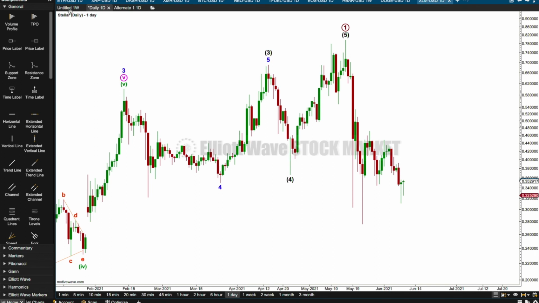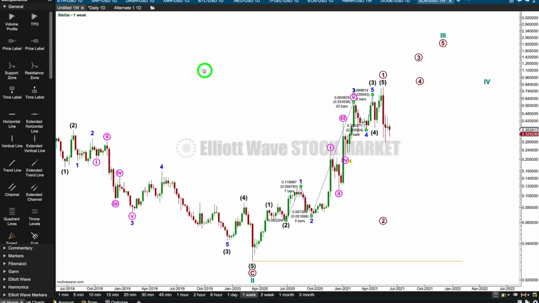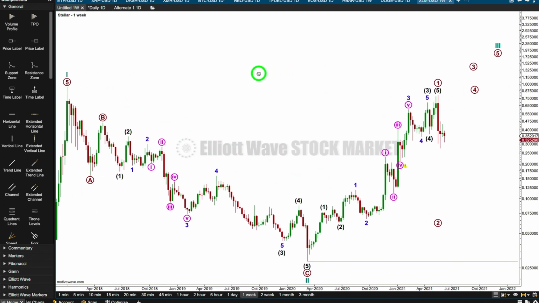So I may add this one to my list of cryptocurrencies I keep an eye on, by which I mean I'll just update my chart every couple of weeks or so, have a quick look, and I'll start to look for indication of a potential low, because I do not think a primary degree second wave is going to be over there. It's going to need longer. So I think Stellar's got further down to go, and I might be looking for a buying opportunity.